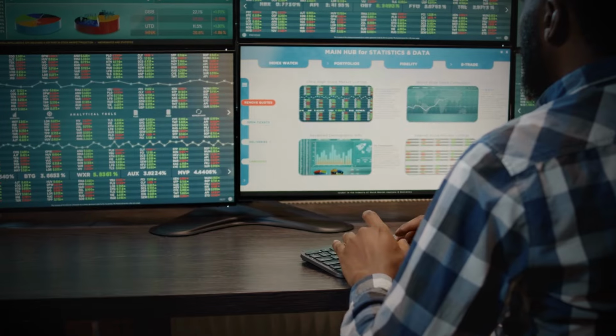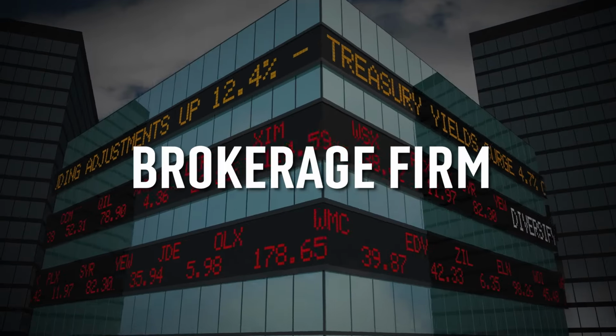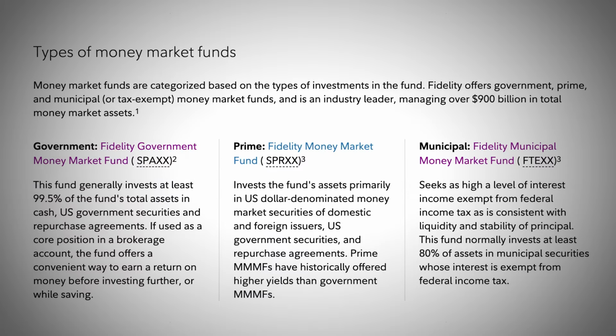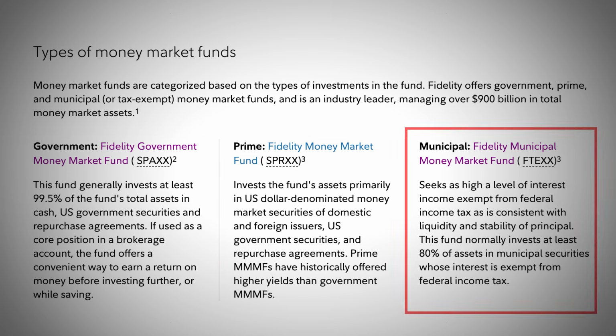But it's important to understand the only place that you can actually use money market funds is through a brokerage firm. For example, one of the most popular money market funds on Fidelity is SPAXX. And you can see on Fidelity's page that there are three main types: government, prime, or municipal funds.